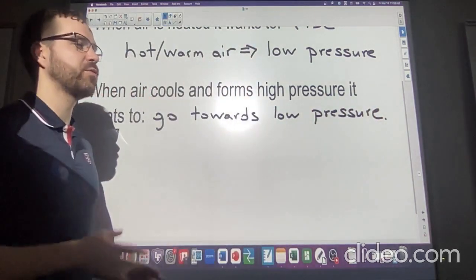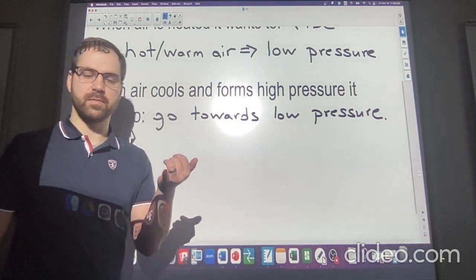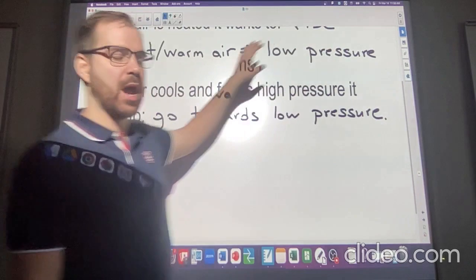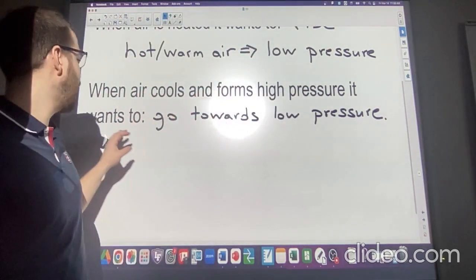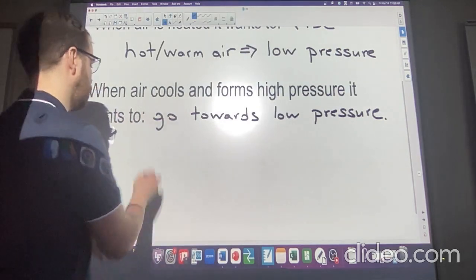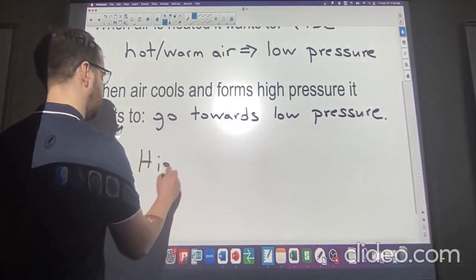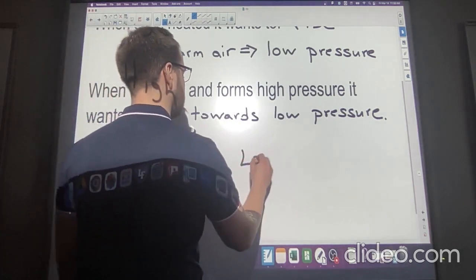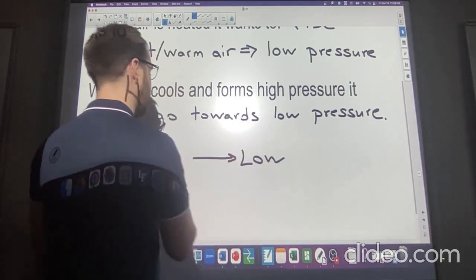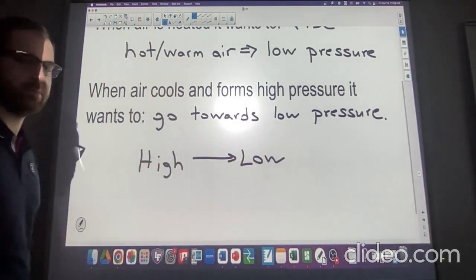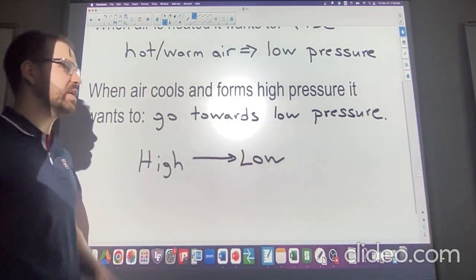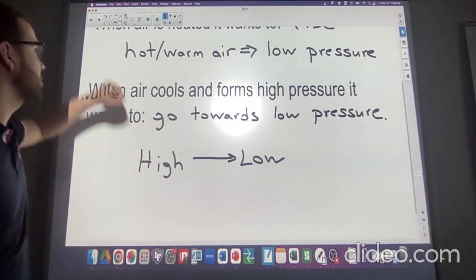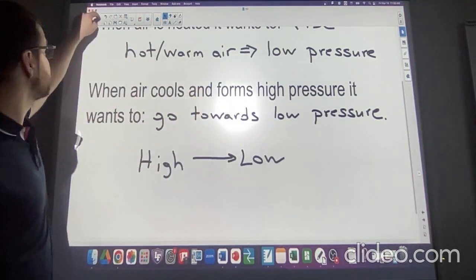Okay, so those are the most important things, right? Heating causes it. When it's heated, it makes a low pressure, and then all the cold stuff, the high pressure, wants to go there. So we have all this high air. All of a sudden it gets heated over here, and now it wants to go to that warm spot. It wants to fill in that void to even out the pressure. And this is pressure we're talking about: high pressure to low pressure.